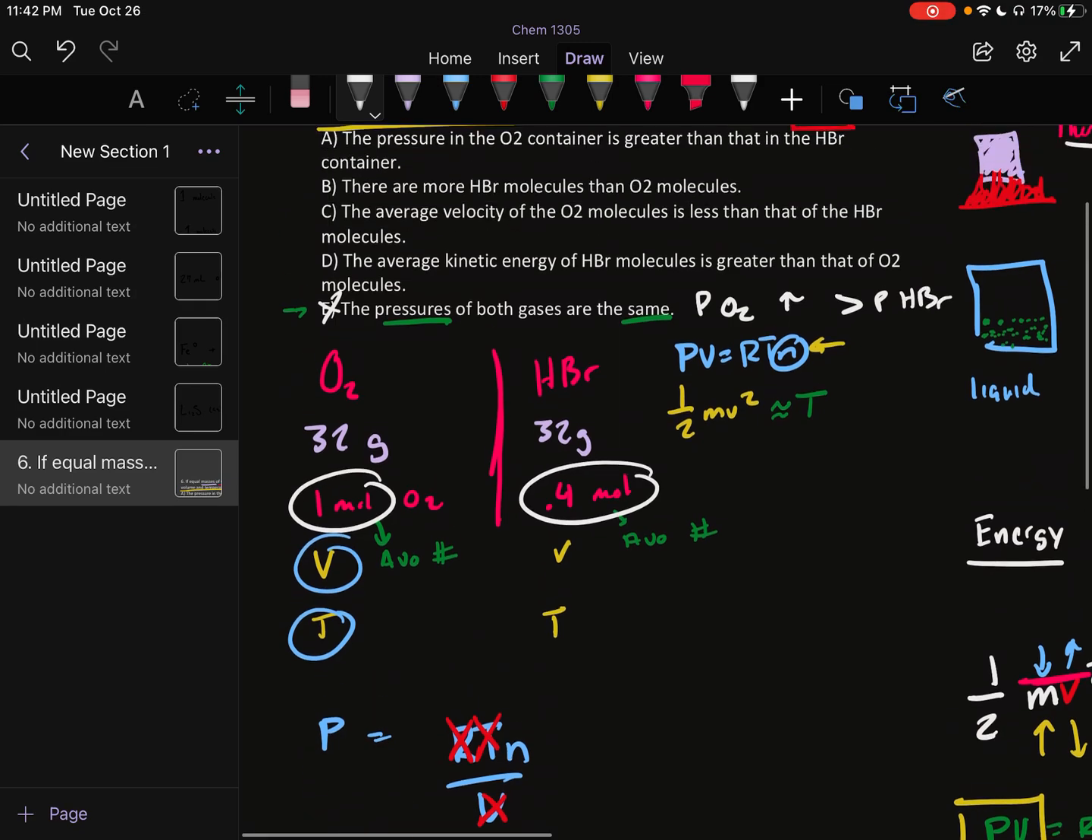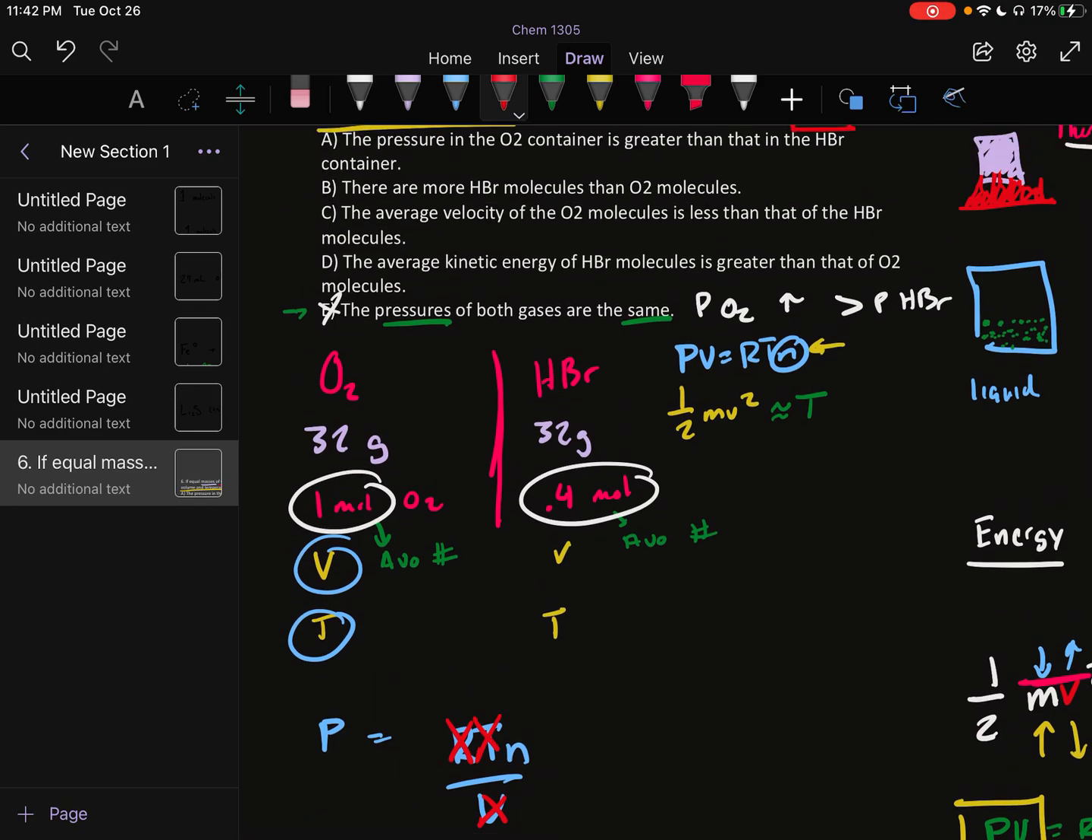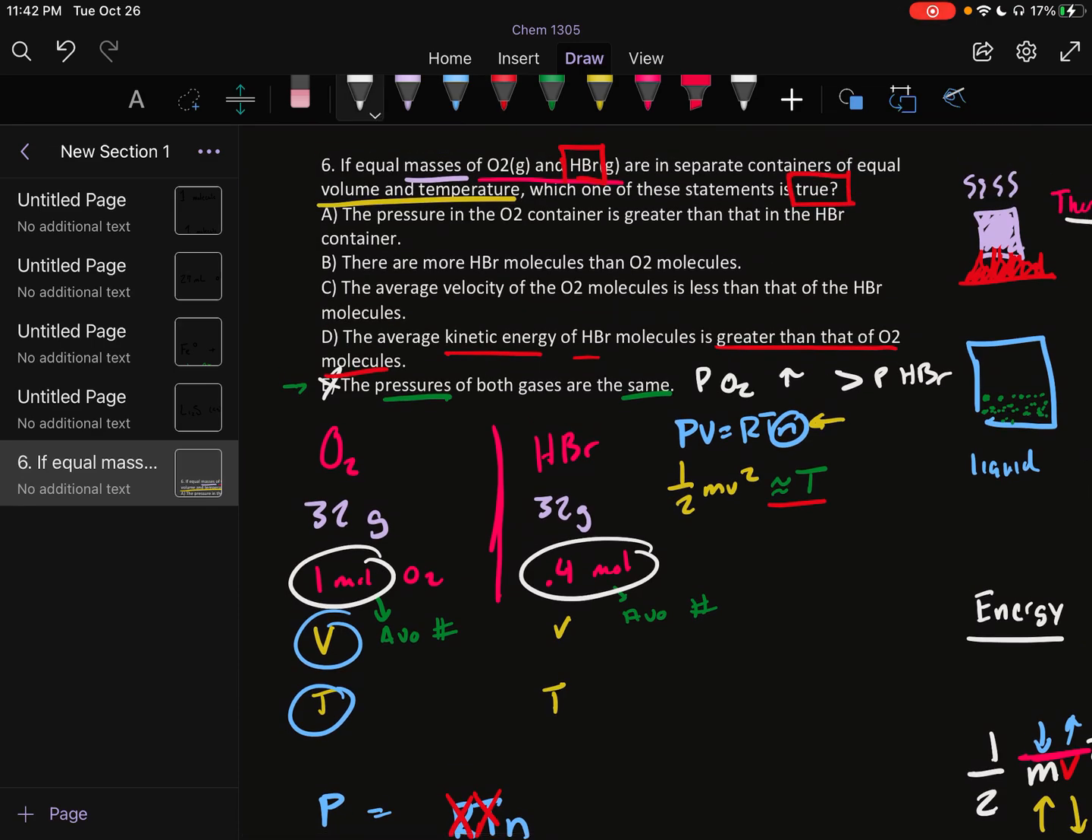All right, let's talk about this. The average kinetic energy of HBr molecules is greater than that of O2, but we said that kinetic energy is roughly equal to temperature. Let's take a look at this. We have equal temperature. There's equal temperature and volume. So we know that obviously that's not going to be true.